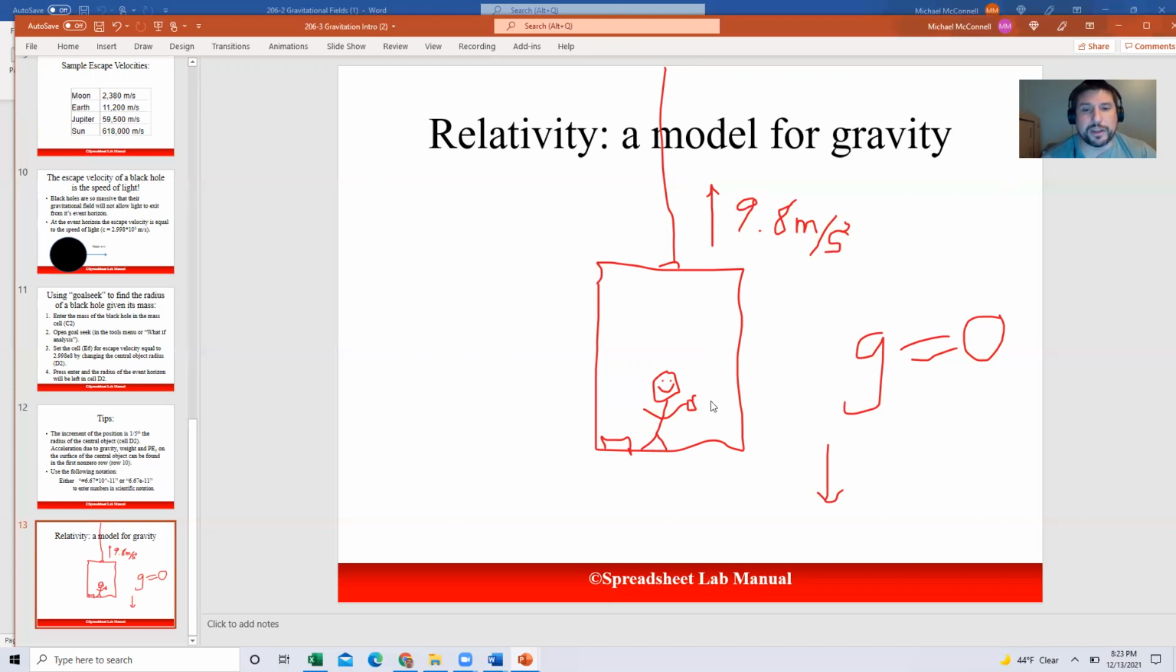And what that predicted that was interesting was that if a ray of light was shining across this elevator and it entered at one side, like through a hole over here, if it was perfectly horizontal, it would hit on this side at a given point over here. And that elevator, if it goes straight across that beam of light, if the elevator is accelerating up at 9.8 meters per second squared, that ray of light wouldn't hit at that exact location. It would hit a little bit below.